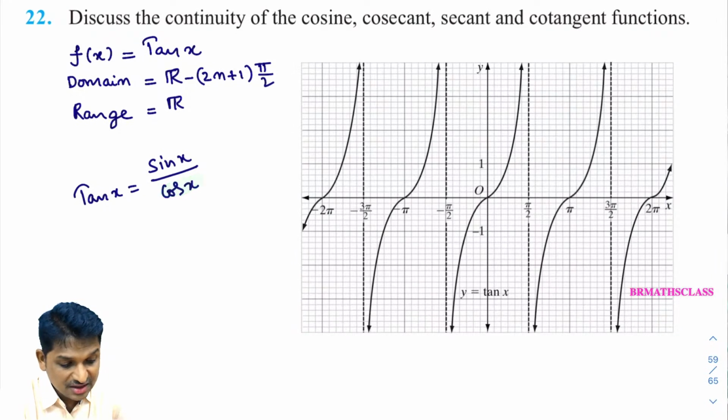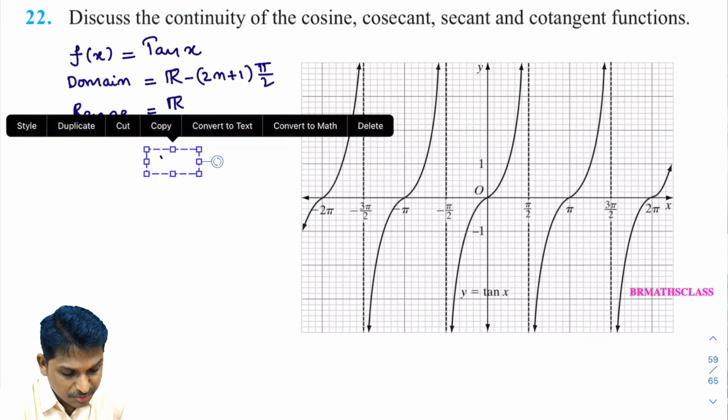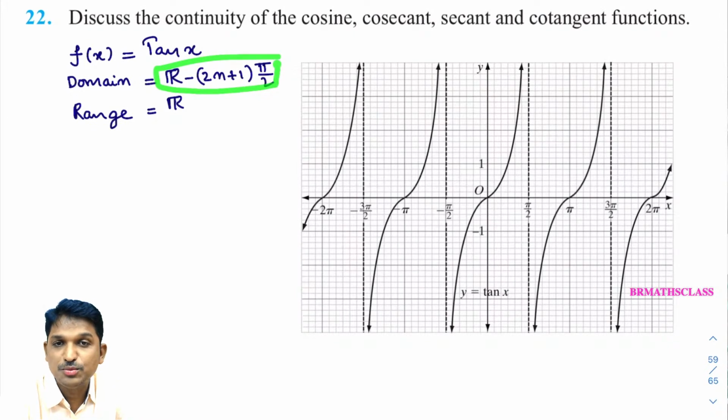You need to memorize these things. Which one you need to memorize? The domain of tan x. What is the domain of tan x? All real numbers except odd multiples of pi by 2. And what is the range of tan x? Range of tan x is all real numbers.